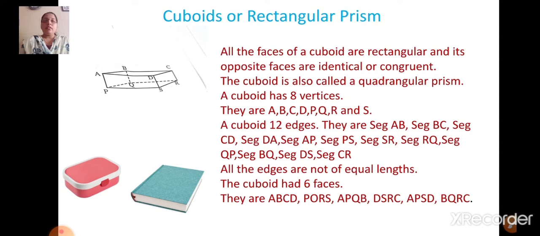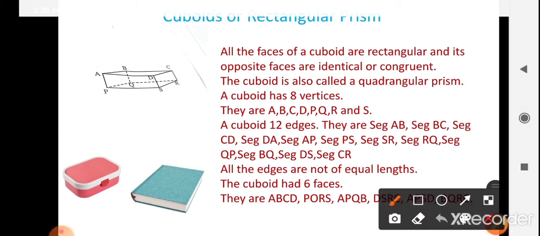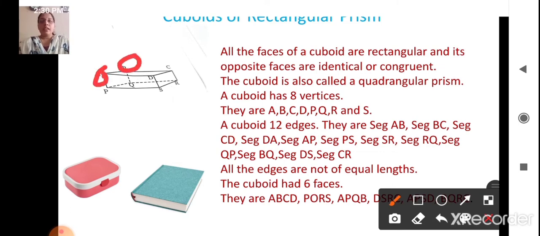Now we learn how many vertices a cuboid has. A cuboid has 8 vertices. Let us see the vertices of the cuboid. I'll mark it for you. A, B, C, D, P, Q, R, S. Can you see the vertices of a cuboid, children? So a cuboid has 8 vertices.